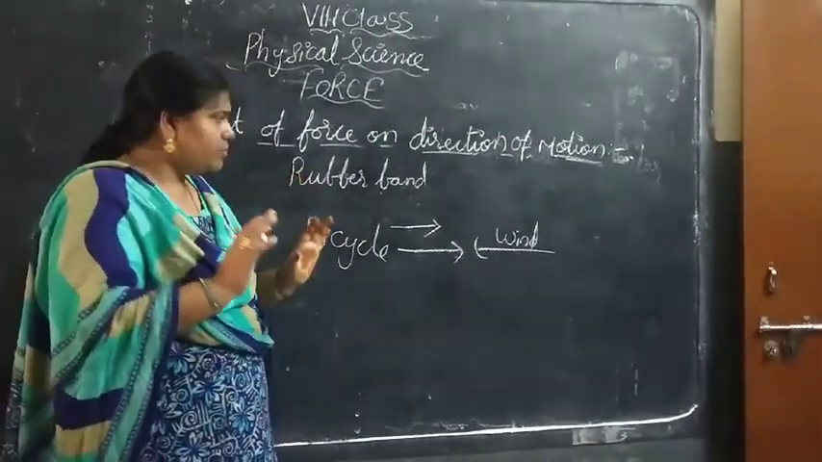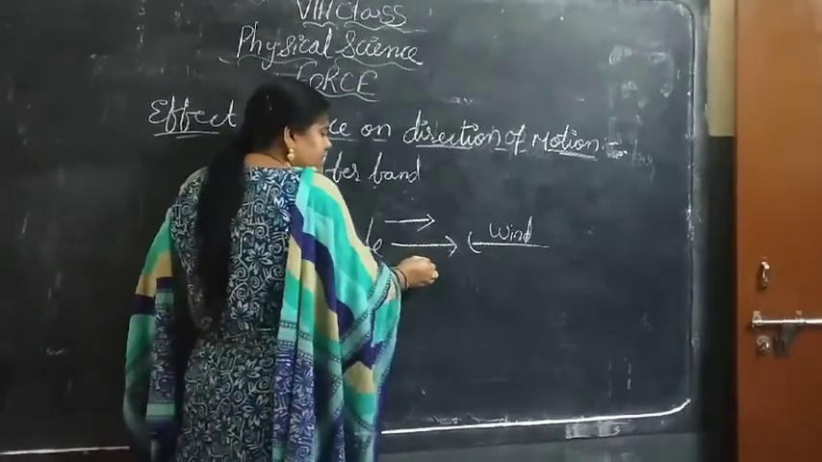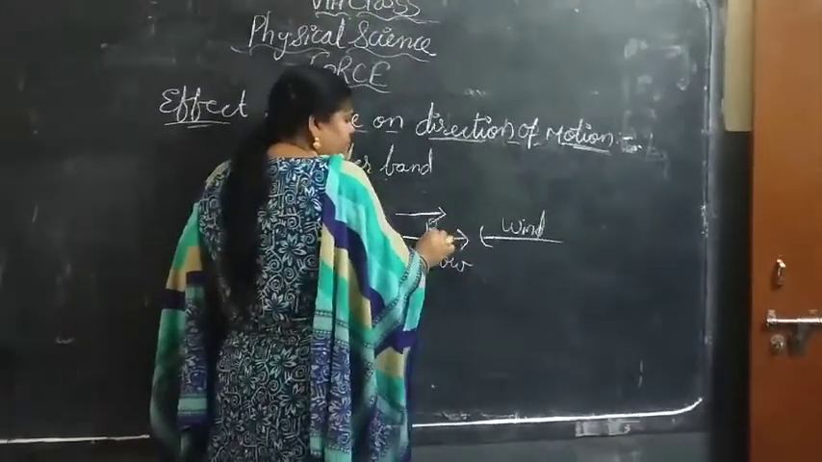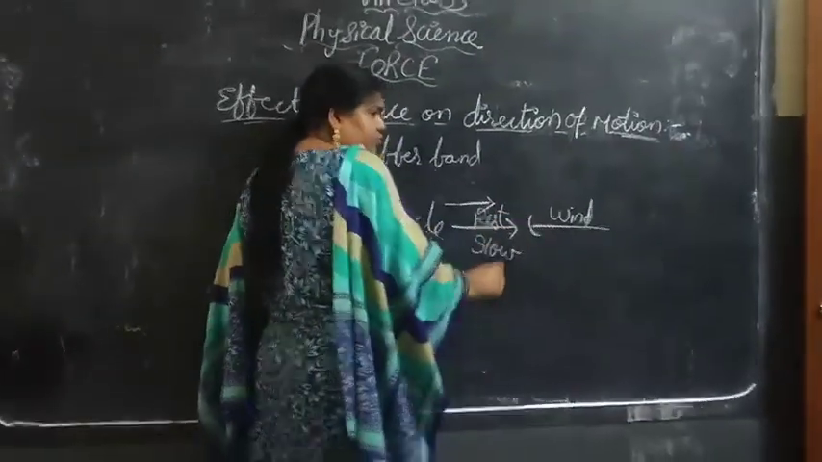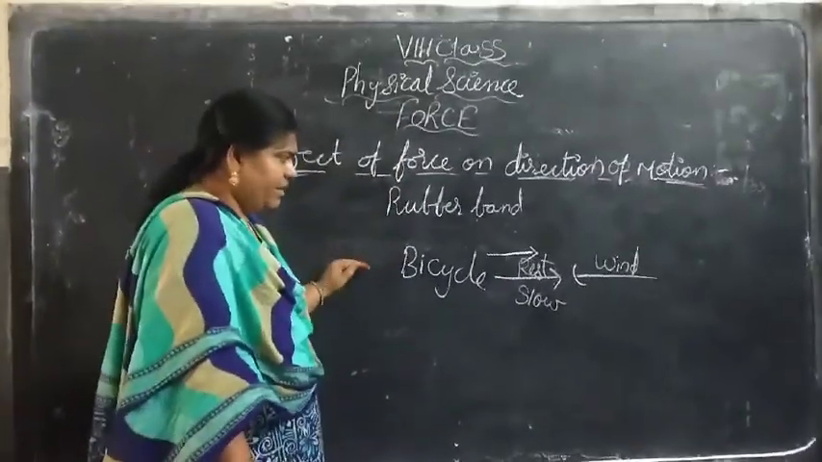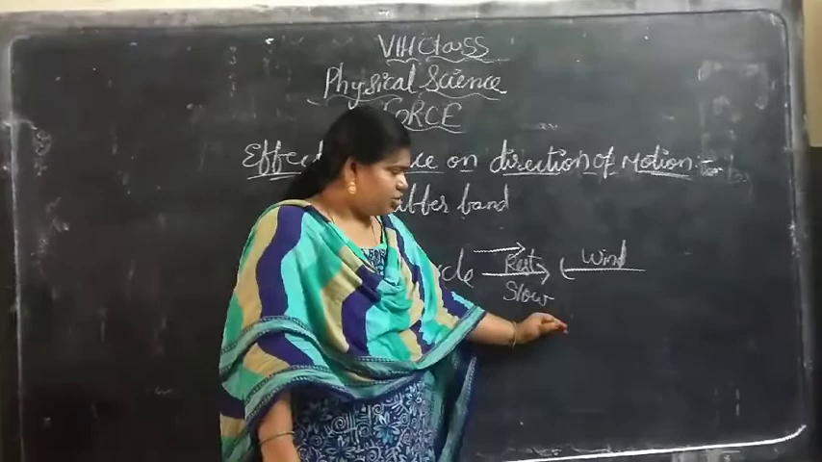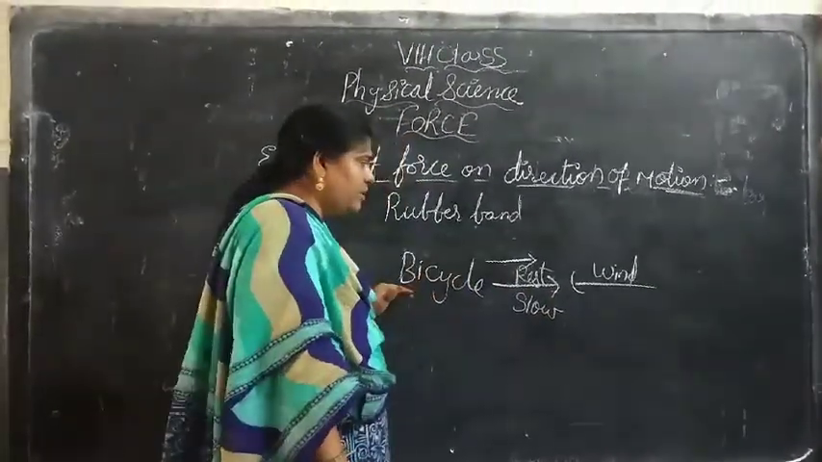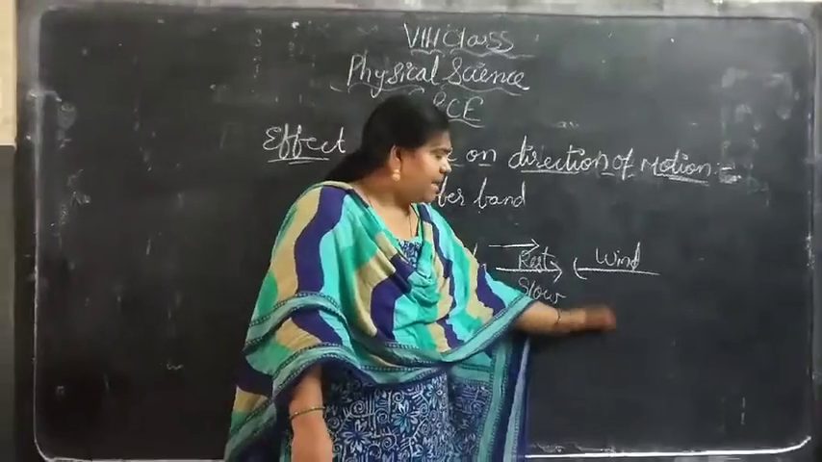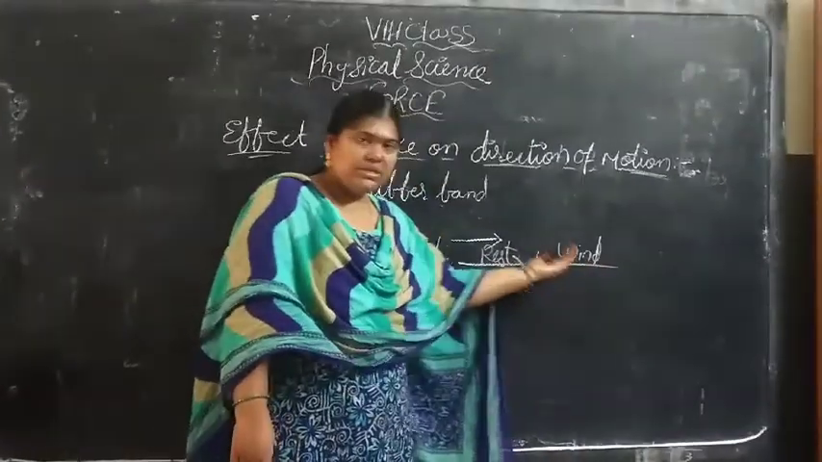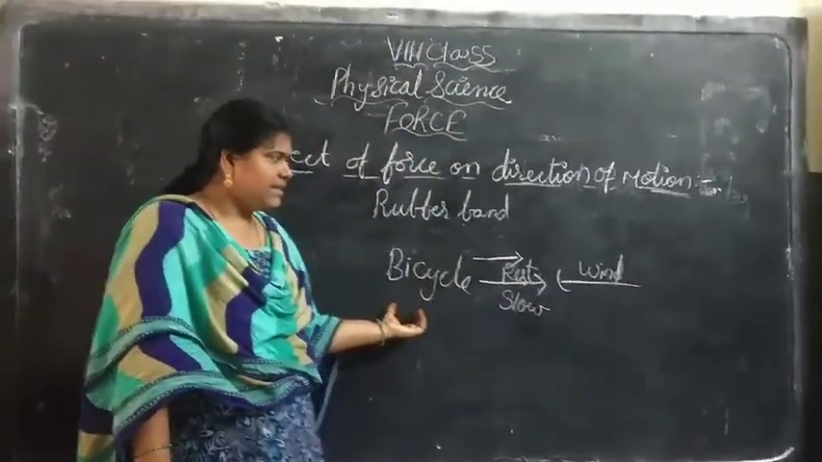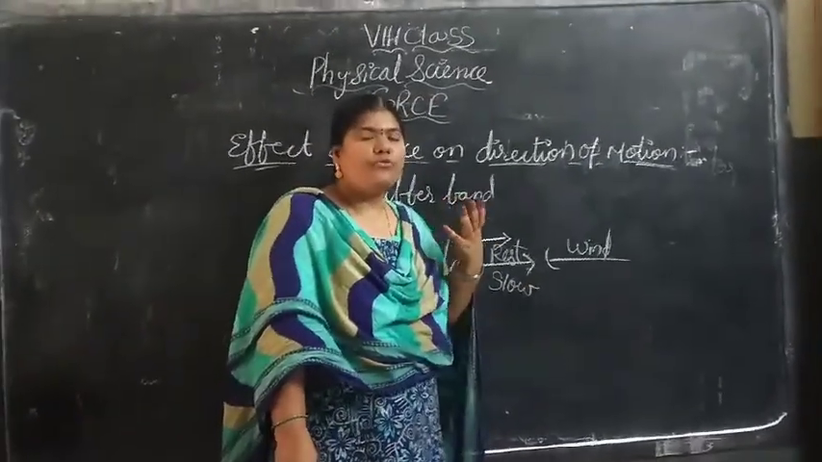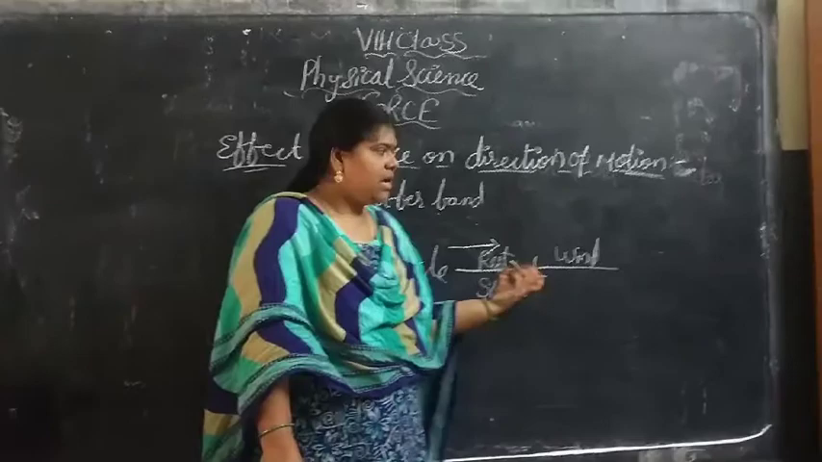When it is coming in the opposite direction, it makes the cycle slow down, or it will totally come to a rest position. Two things may happen. If the wind is in the same direction, when I am riding the bicycle, you can see that I can move the cycle very free and easy. But when the wind blows in the opposite direction, you can see that at that particular position, I have to apply more force and pressure on that bicycle.